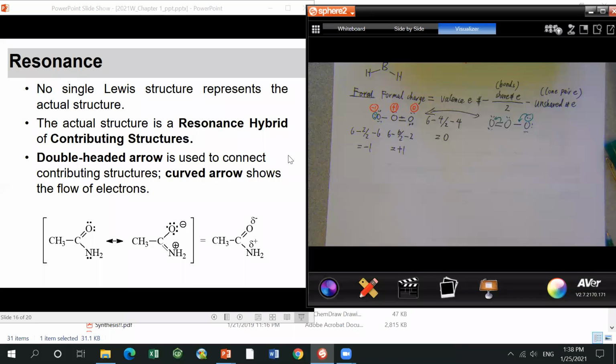So far, in chapter 1 you don't need to worry about resonance, and we'll study it more in chapter 3. Probably we'll spend more than one lecture studying resonance structures. For quiz 1, which will probably be next Monday, we won't do any resonance, so you don't need to study for it. Don't worry about it.